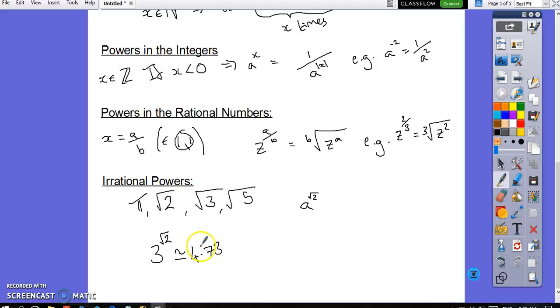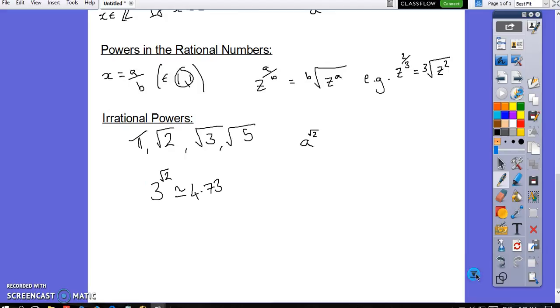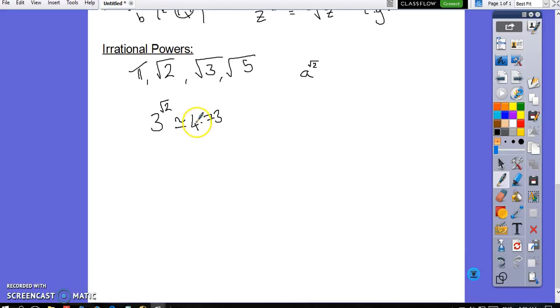And so you can evaluate this. However, we don't have these rules like we do with the other ones. So, how could we find this without a calculator? Well, the issue with irrational powers is we don't know the whole decimal expansion. You know, if we have the square root of 2, this decimal expansion is infinitely long.